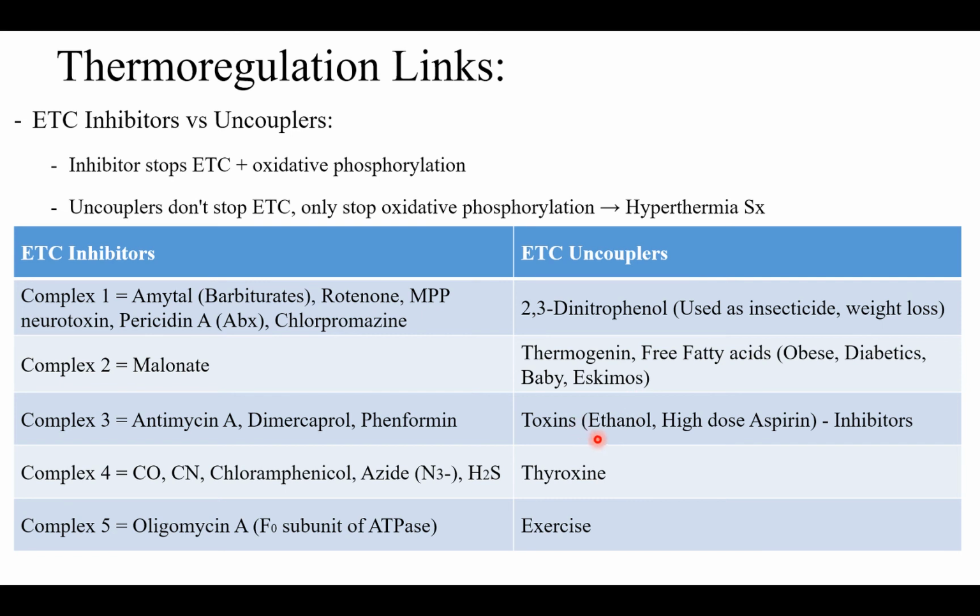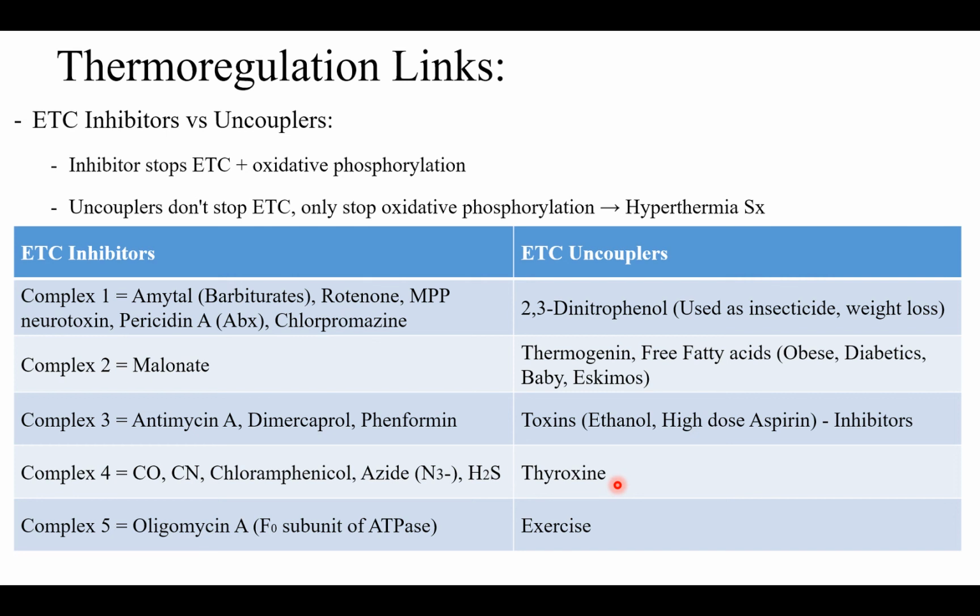Toxins cause uncoupling. You have ethanol and high dose aspirin. They basically inhibit the electron transport chain as well, but the way they inhibit is they form pores, and then all these protons start leaking in through the inner mitochondrial membrane, and instead of production of ATP, you have production of heat. I'll talk in a little more detail in the next slide.